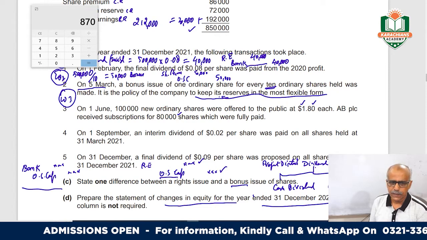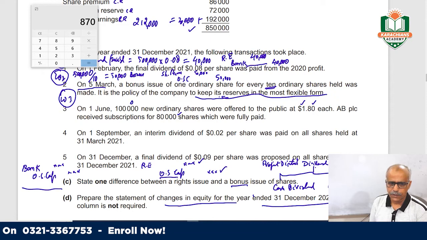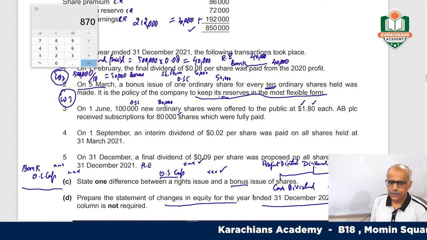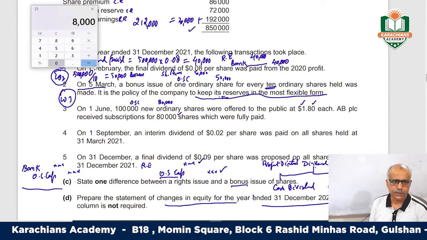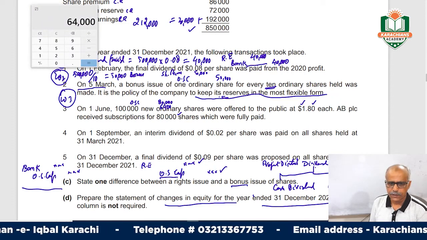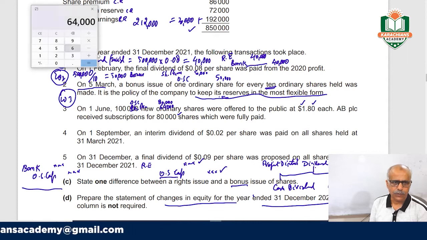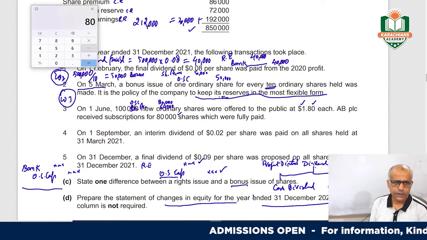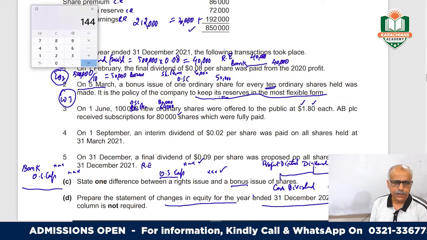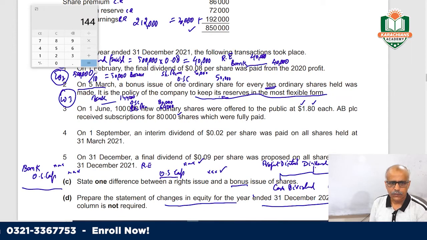On 80,000 you will be getting money, and if I want to make its entry, then ordinary share capital with 80,000 will be credited, and 80,000 shares multiplied by 0.8 premium, 64,000 you will get as share premium. 80 plus 64, this will be 144,000. 144,000 you will be getting as money you are issuing, right?